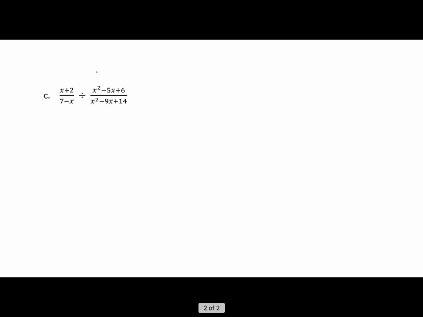In example C, we've got that divide symbol again, so we're going to multiply by the reciprocal first thing. So leave the first rational expression the same, change division to multiplication, and then let's flip the denominator with the numerator. Okay, and then we're going to multiply, so lock up any factors that have more than one term.